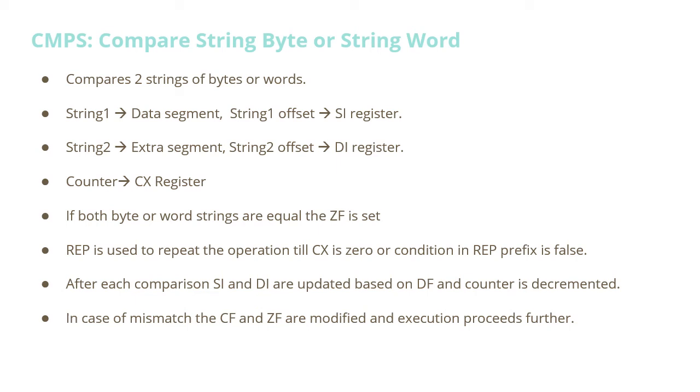The counter value, that is the number of times the CMPS operation has to be repeated, will be present in the CX register. If both byte strings or word strings are equal, then the ZF flag, that is the zero flag, will get set. The REP prefix is used to repeat the operation till the CX becomes 0 or the condition given in the REP prefix becomes false. After each comparison, the SI and the DI register values are updated depending on the DF, that is the direction flag, and the counter is decremented after each operation. In case of a mismatch, the CF and the ZF are modified and the execution proceeds further to the next instruction.